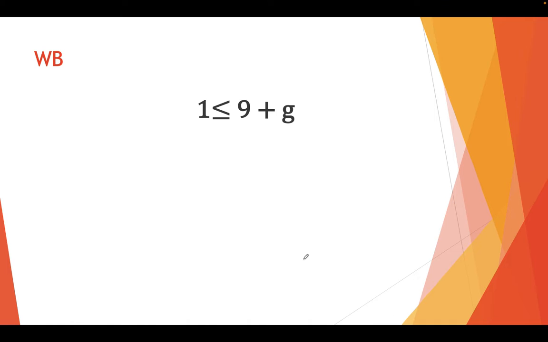Take a moment to try this one on your own. When you subtract 9, you end up with -8 is less than or equal to g. If I'm going to graph this, I'm going to rewrite it as g is greater than or equal to -8, giving me a number line that looks like this. Open circle, shading to the right of -8.